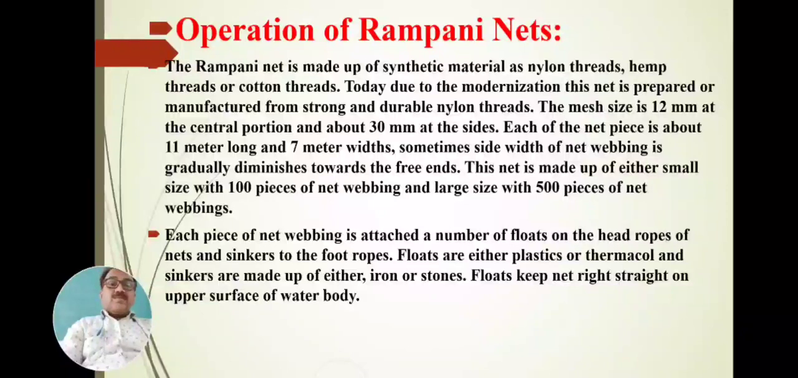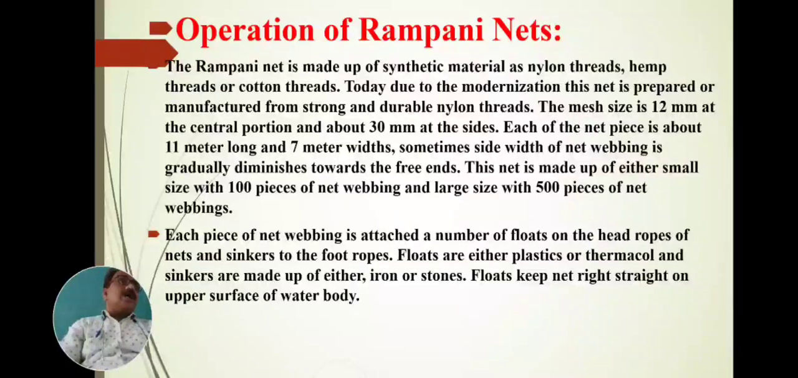Sinkers are made of iron, stone, cement, concrete, or any other available material that sinks and settles to the bottom. Such material is called a sinker, or a weight. Weights are tied to the foot rope, and floats are tied to the head rope. Floats keep the net upright on the upper surface of the water body.